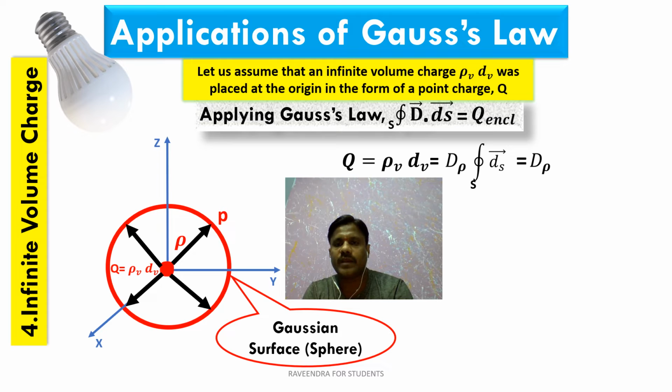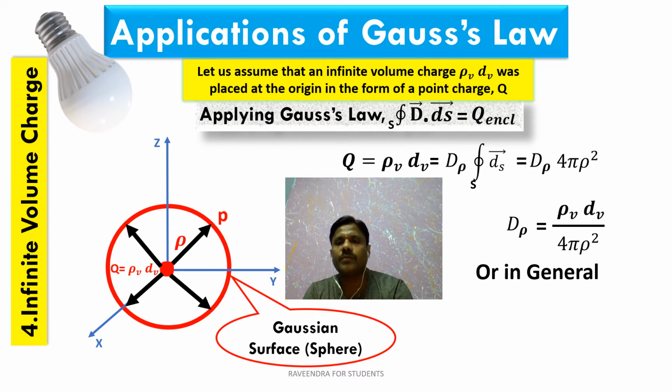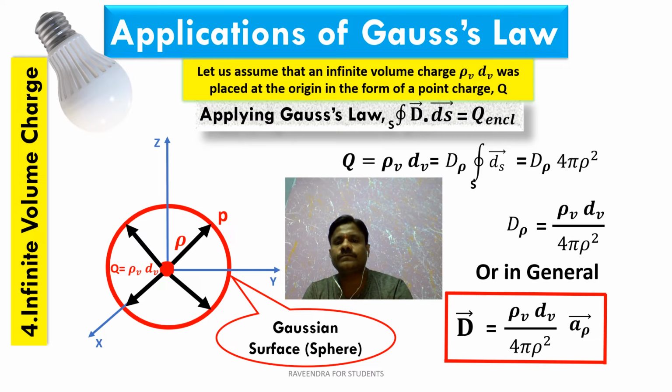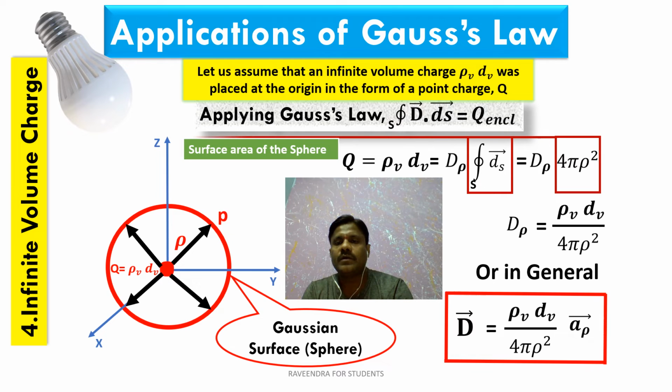So what is the surface area? It is 4 pi rho square. Then from this we can write D_rho is given by the volume charge density rho_v dv divided by the surface area, that is 4 pi rho square. Or in general, D bar we can write as the infinite volume charge density rho_v dv divided by 4 pi rho square, and the associated unit vector is a_rho bar as shown. And here also the important point is we are not evaluating the closed integral over S dS bar, which is the same as 4 pi rho square, which is nothing but the surface area of the Gaussian surface, which is a sphere.